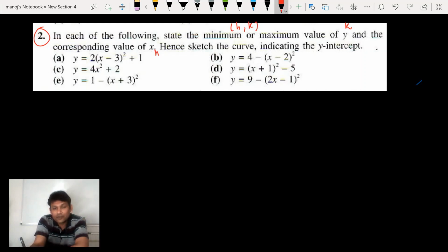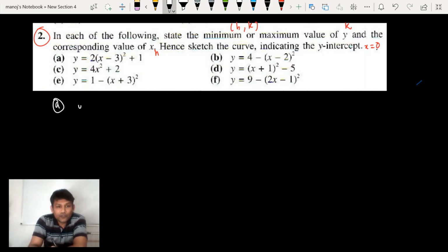Y-intercept means x equals 0. And if you have not seen how we can draw the quadratic sketch, please go through my same video. You can see how you can draw the quadratic sketch, and what the minimum steps are to draw a quadratic sketch. Okay, we are doing the first part A.